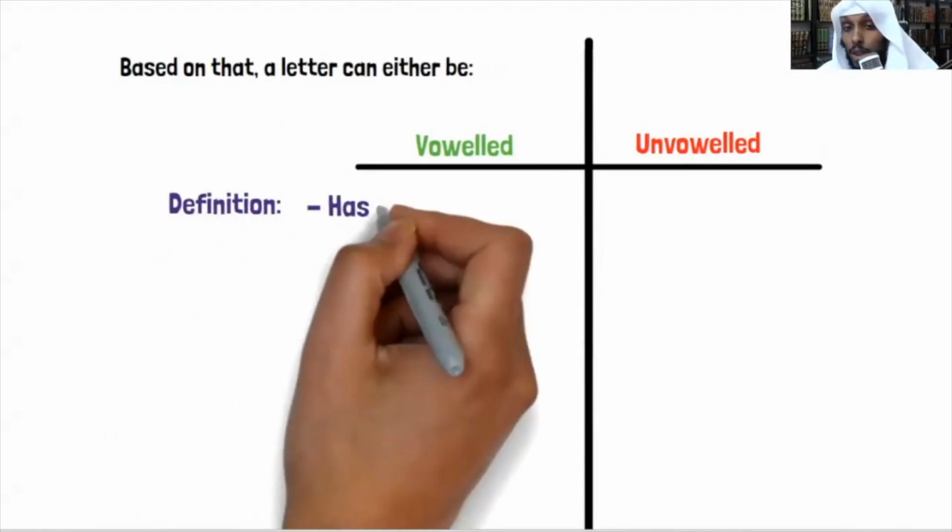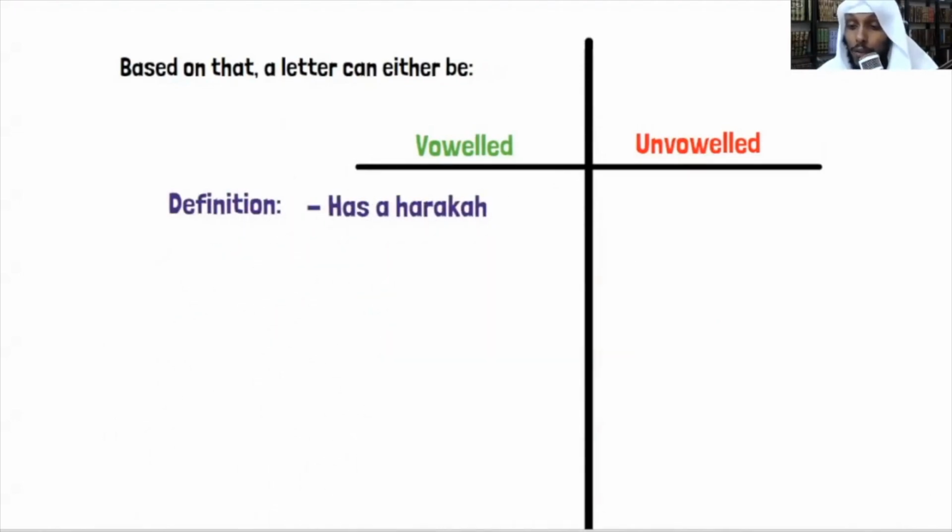Okay, so the definition for a voweled letter is that it has a haraka, any of the three harakas that we learned about. Fatha, kasra, dhamma. An unvoweled letter doesn't have a haraka. Simple as. Right? It's not rocket science. Pretty straightforward.